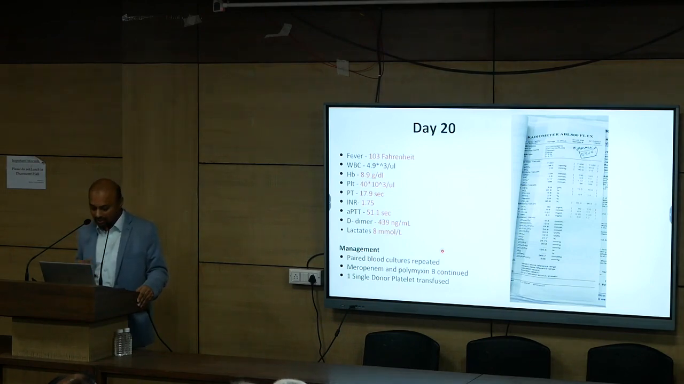So we thought this may be because of the sepsis only. Now the patient is maybe going towards shock. So we again sent a paired blood culture. Whenever there is a new spike of fever, whenever there are signs of infection, we always send paired cultures along with appropriate tissue cultures if required. So we continued with meropenem and polymyxin B because we already had a report of carbapenem-resistant Acinetobacter baumannii. One single donor platelet was transfused as it was required for the therapeutic plasma exchange.